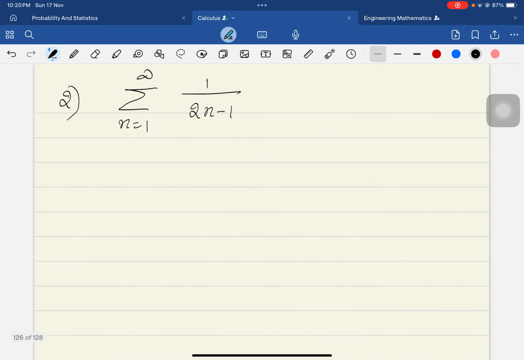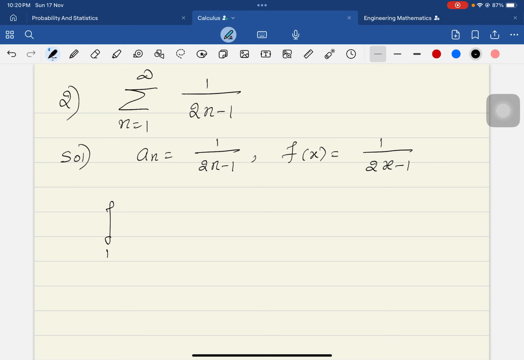Let us see this problem now. Here, what is a_n? a_n is 1 over 2n minus 1. So f of x is 1 over 2x minus 1. What do you have to consider now? Consider the integral from 1 to infinity of f of x dx, which is 1 over 2x minus 1 dx.